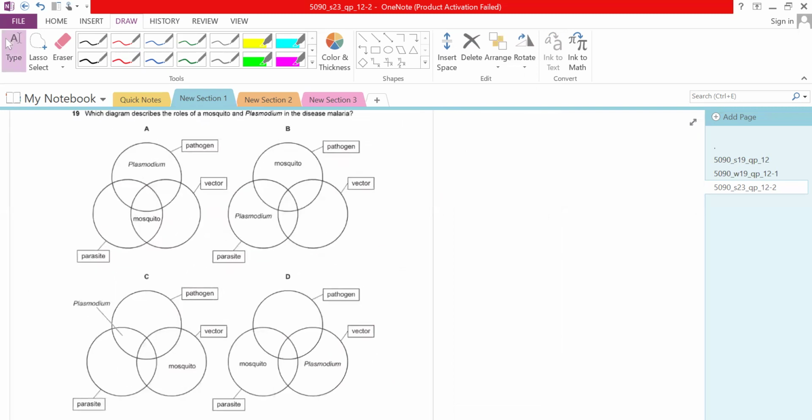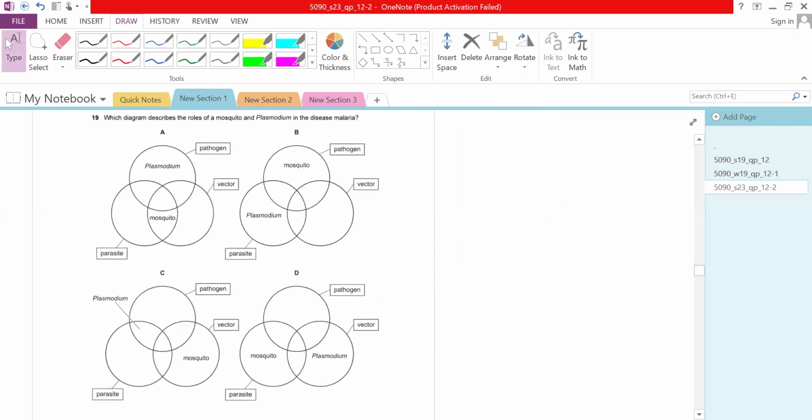Okay, this is a question from the new chapter which is included in our syllabus, immunity and diseases. Which diagram describes the role of the mosquito and the plasmodium in the disease malaria? Four Venn diagrams are given, and you have to identify the correct one. Firstly, remember that plasmodium is the pathogen in the malaria disease, and then the role of the mosquito.